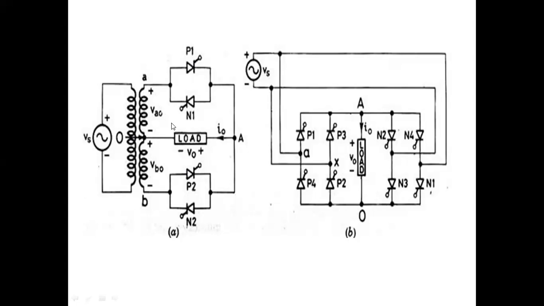Step-up cycloconverter means the output frequency is greater than the input frequency. Here, this is the voltage source Vs. Vs is having one frequency, and across the load we will collect output voltage V0, which is also having one frequency. The frequency of this output voltage should be greater than the input frequency in step-up cycloconverter.